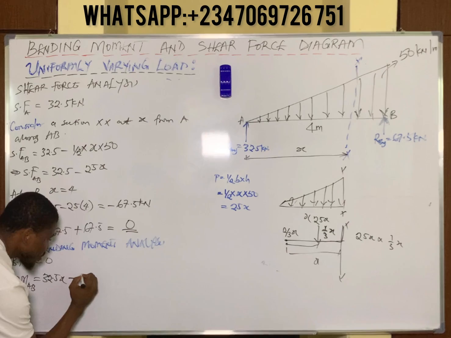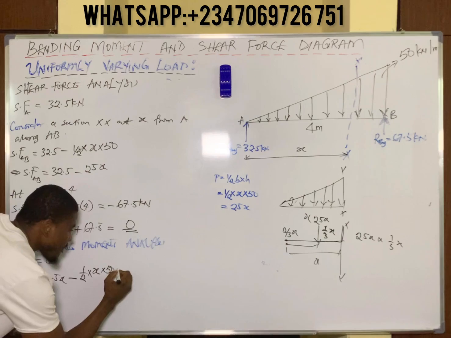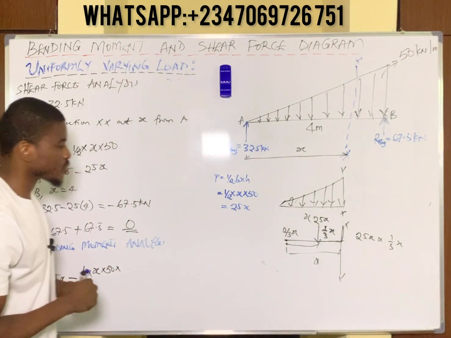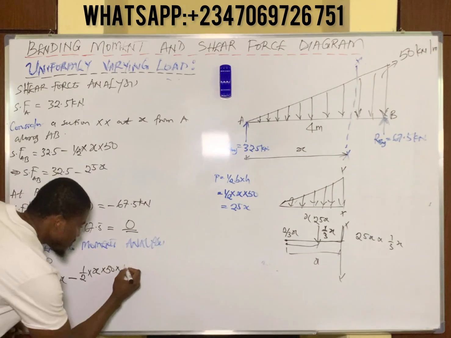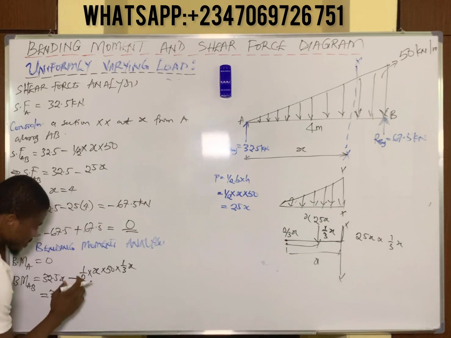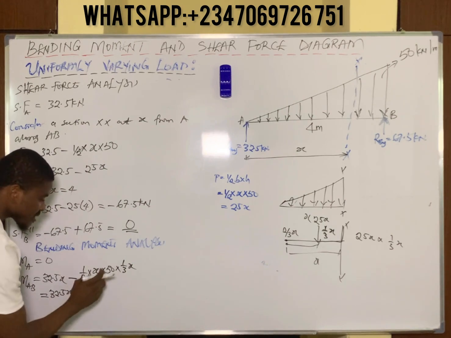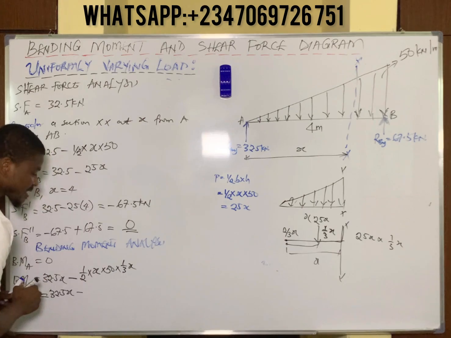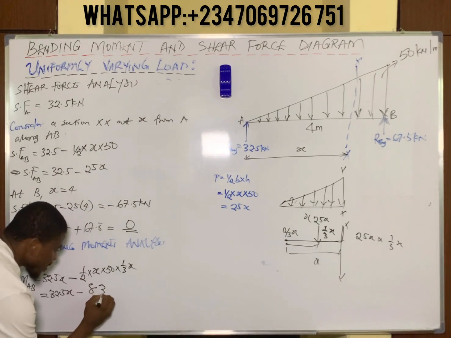You have the point load, which is 1/2 times distance x times the maximum load of 50. Now multiply by the distance it takes this force to get to the point of section, which is 1/3 of the length x. So this is going to be equal to 32.5x minus, as already explained, half times 50 is 25, times x is 25x. Now 25x multiplied by 1/3 x. x times x is x squared. 25 divided by 3 gives us approximately 8.3x squared.